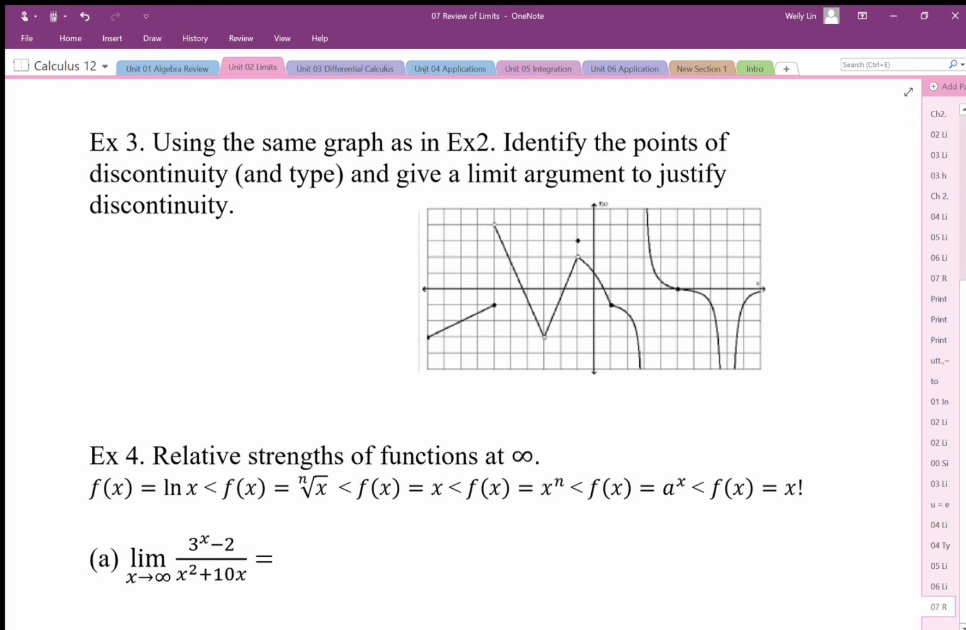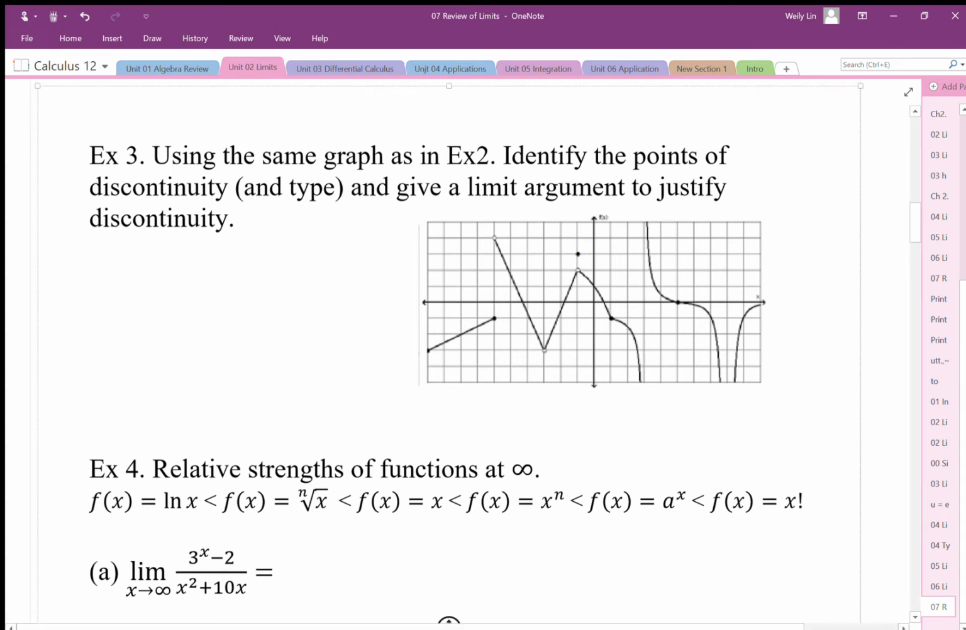So what we want to do, this is the same graph as before. In this case, we want to just identify points of discontinuity. Okay, so discontinuity is happening right here. There's a point of discontinuity happening here, here, at the asymptote here, and then the asymptote here. So there's 1, 2, 3, 4, 5 points of discontinuity. And we need to give an argument for what type this discontinuity is.